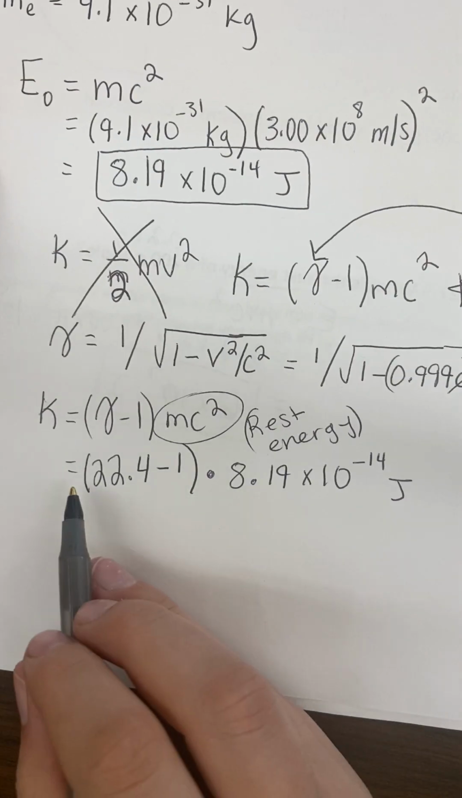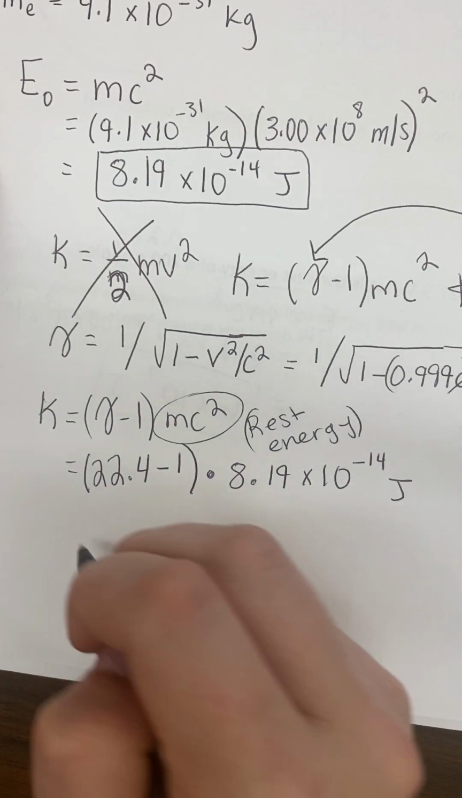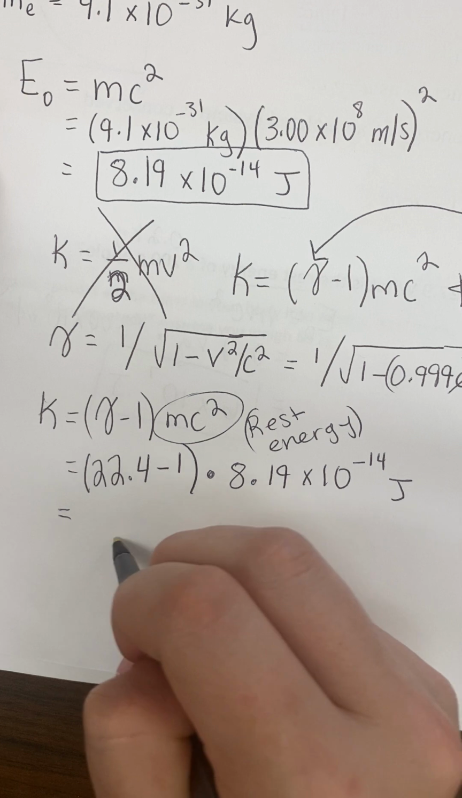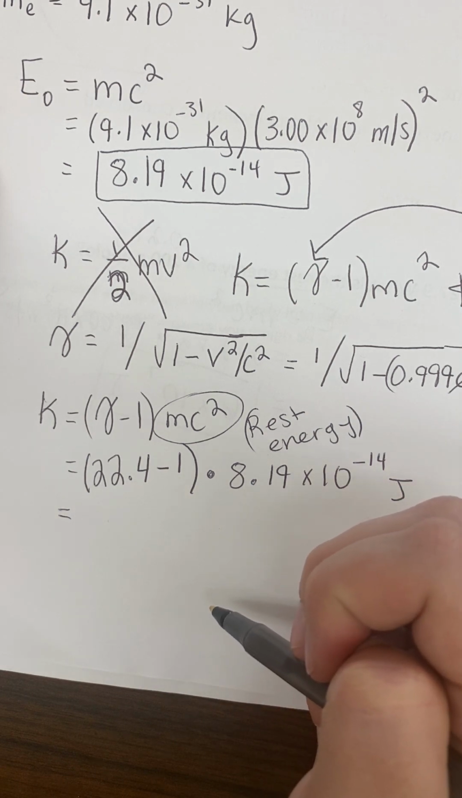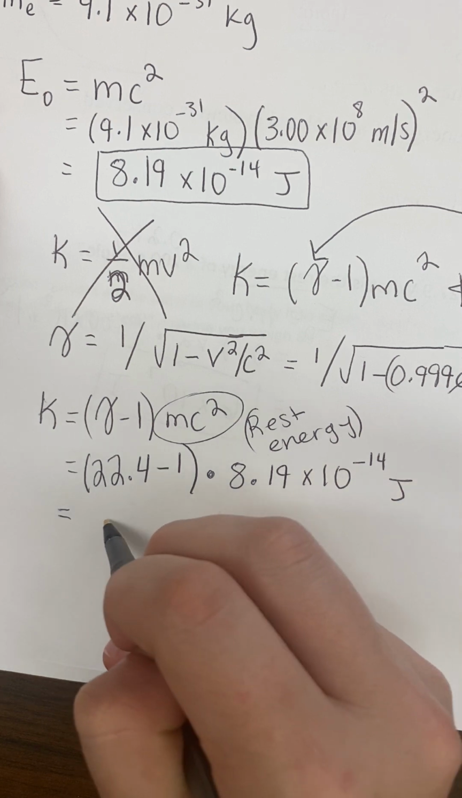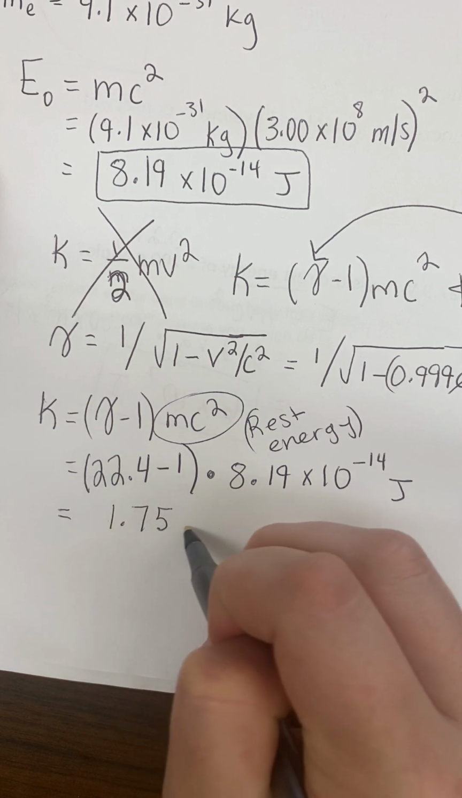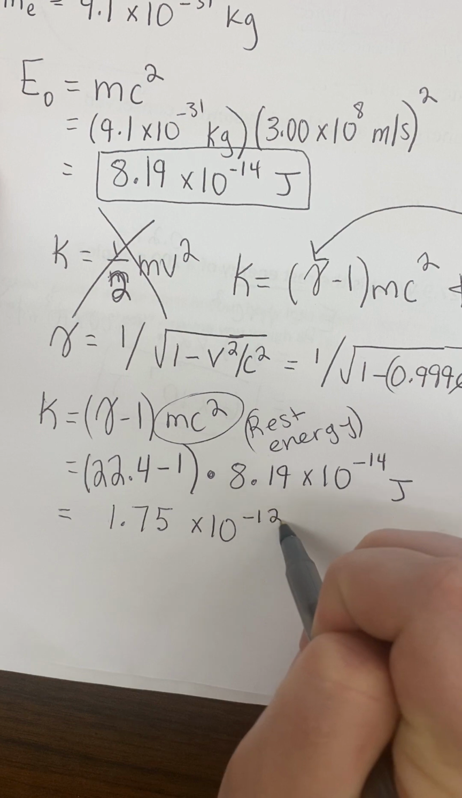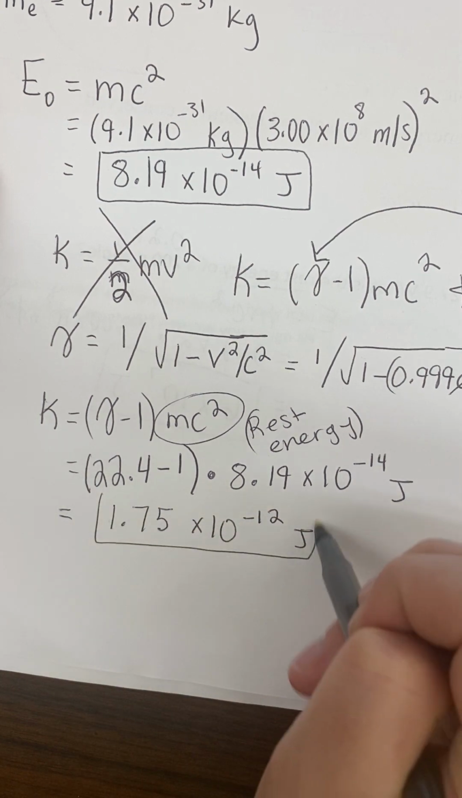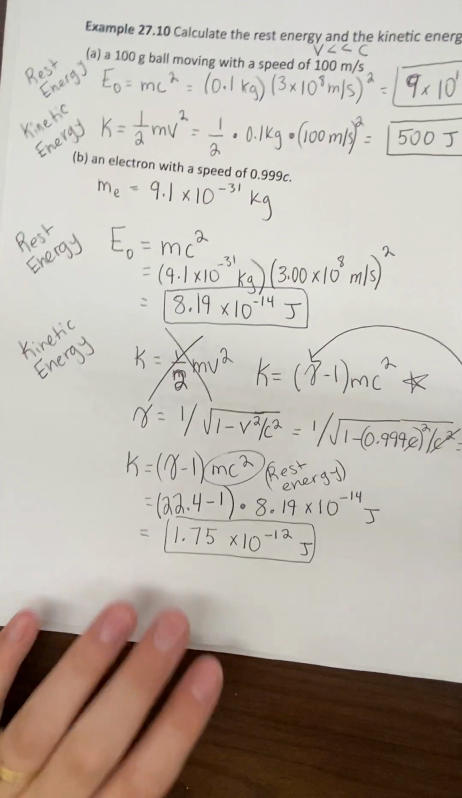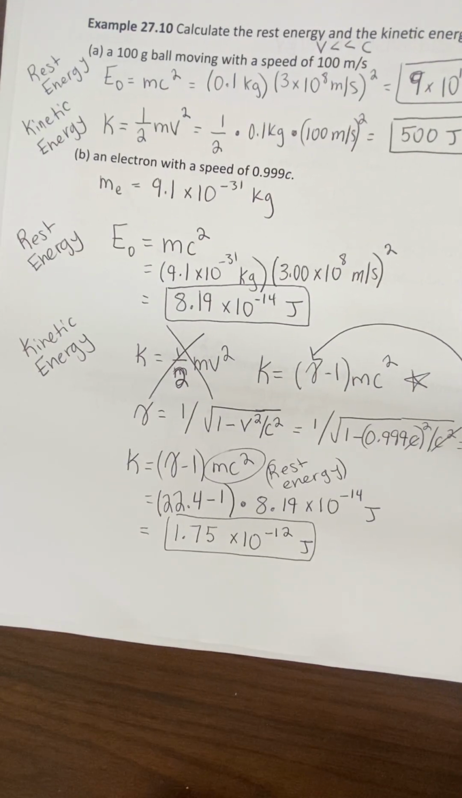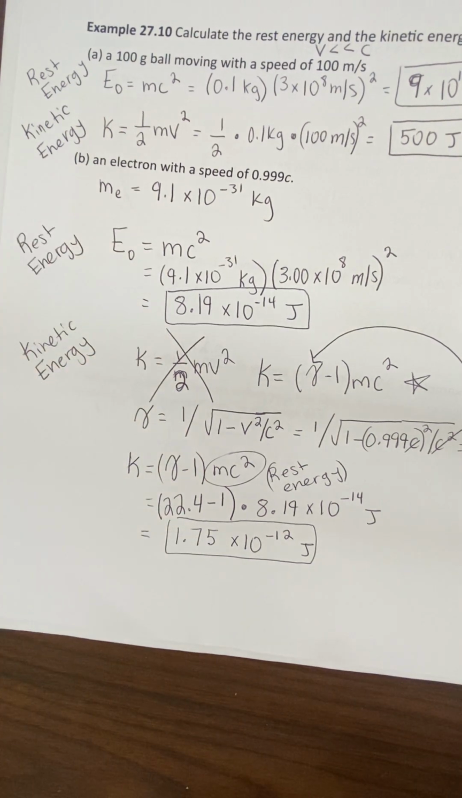Okay, so this has no units, this has joules, so our answer will be also joules. And we get 1.75 times 10 to the negative 12 joules. Okay, so zooming out, we found the rest energy and the kinetic energy. If you were asked for the total energy of this electron, it would be these two added up.